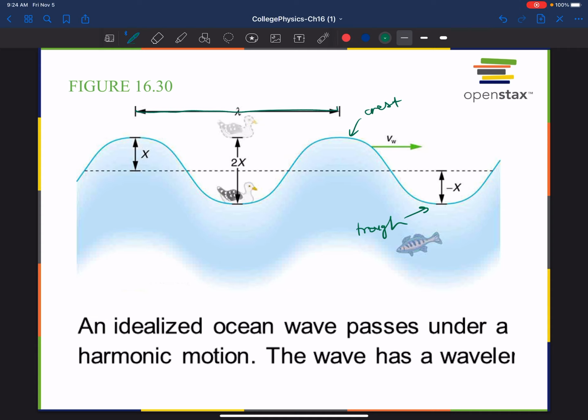The distance from one crest to another is what we call the wavelength. And the distance from the top part of a wave to the middle would be known as its amplitude.